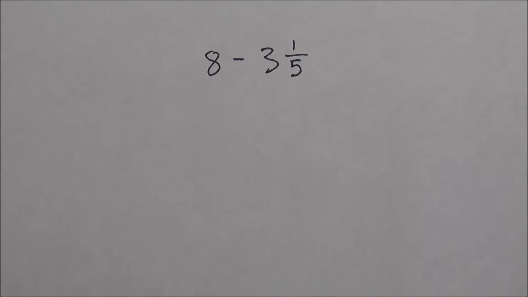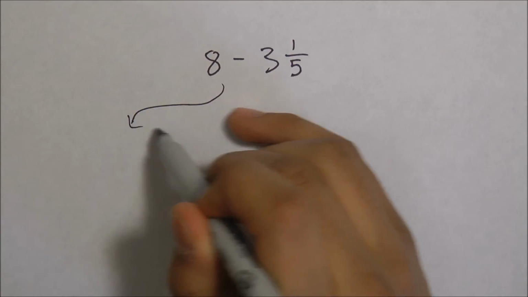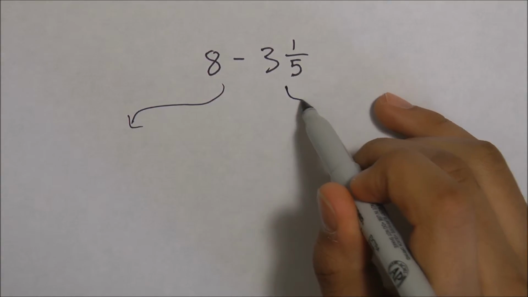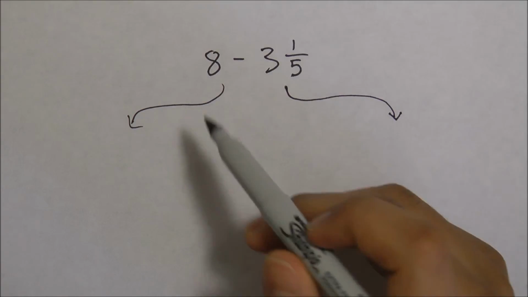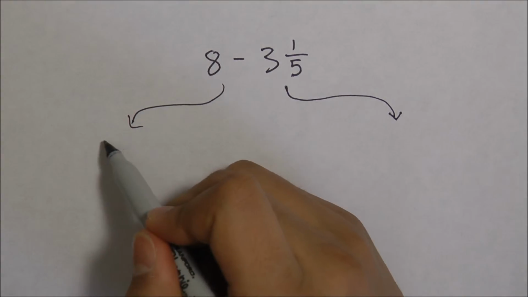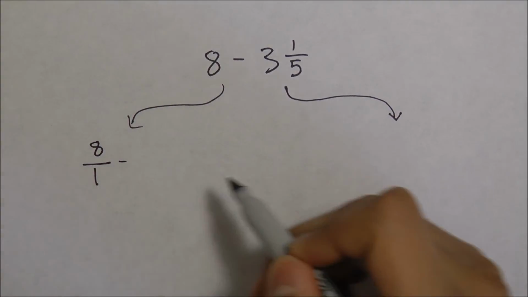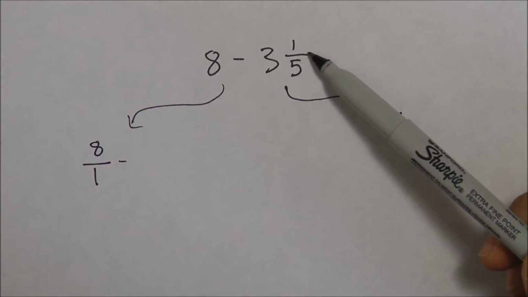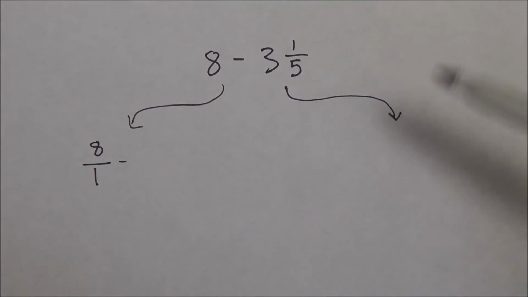This example, 8 minus 3 1/5. So now, we can either change them all into mixed numbers, or all into improper fractions. So, let's do the improper fractions first. This 8 is also equal to 8 over 1. Every number is over 1. So we have to change this into improper fraction. We could do 3 times 5, which is 15, plus 1 is 16.